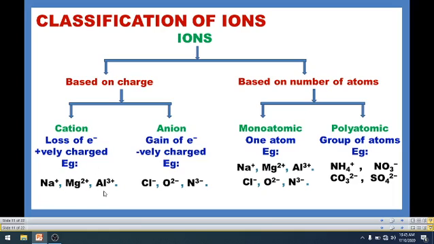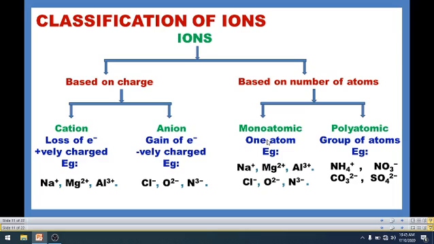Examples, as I already told you: Na+, Mg2+, Al3+ are cations. Anions: Cl-, O2-, N3-. So these are the examples of anions. So based on charge, ions are classified into positively charged ion, cation, and negatively charged ion, anion. And based on the number of atoms, they are classified into monoatomic ions and polyatomic ions.